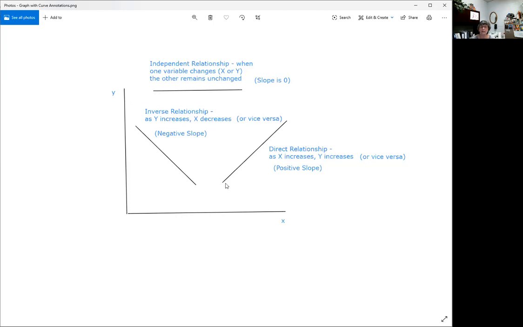When you see a line on a graph that's going this way, moving from right to left, this is a direct relationship. What that means is as x increases, y increases, or vice versa, and that's a positive slope. So they're both moving in the same direction.